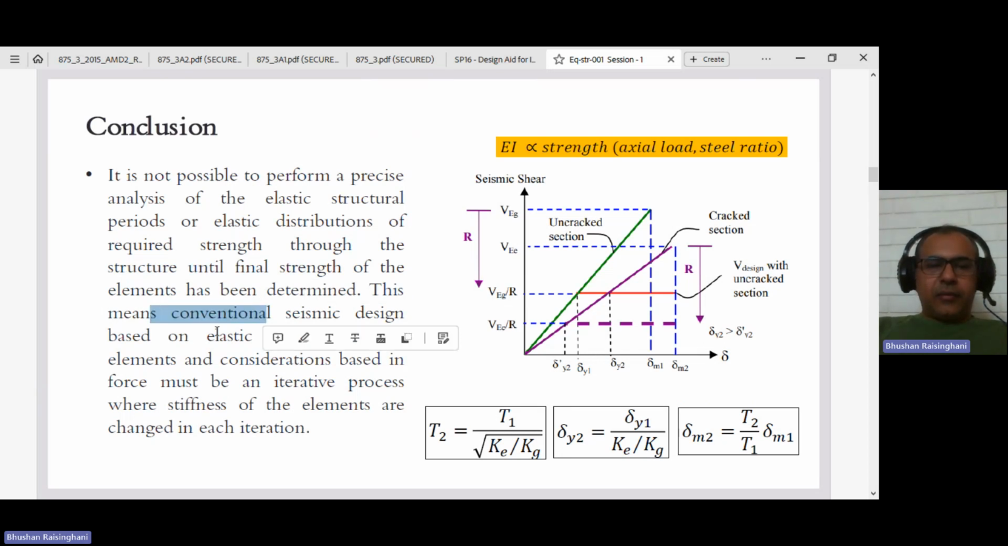This means conventional seismic design based on elastic stiffness of the element and considerations based on the force must be an iterative process where stiffness of the elements is changed in each iteration. However, this we are not following, but we have normalized this statement by reducing our effort to a single stiffness modifier for all the columns, for all the beams, for all the slabs. We are using the same 0.7 or 0.25 or 0.35 of IG. We are not giving different effective stiffness modifiers based on the force, based on the behavior. We are giving the same stiffness modifiers to all elements of the types mentioned in that table.